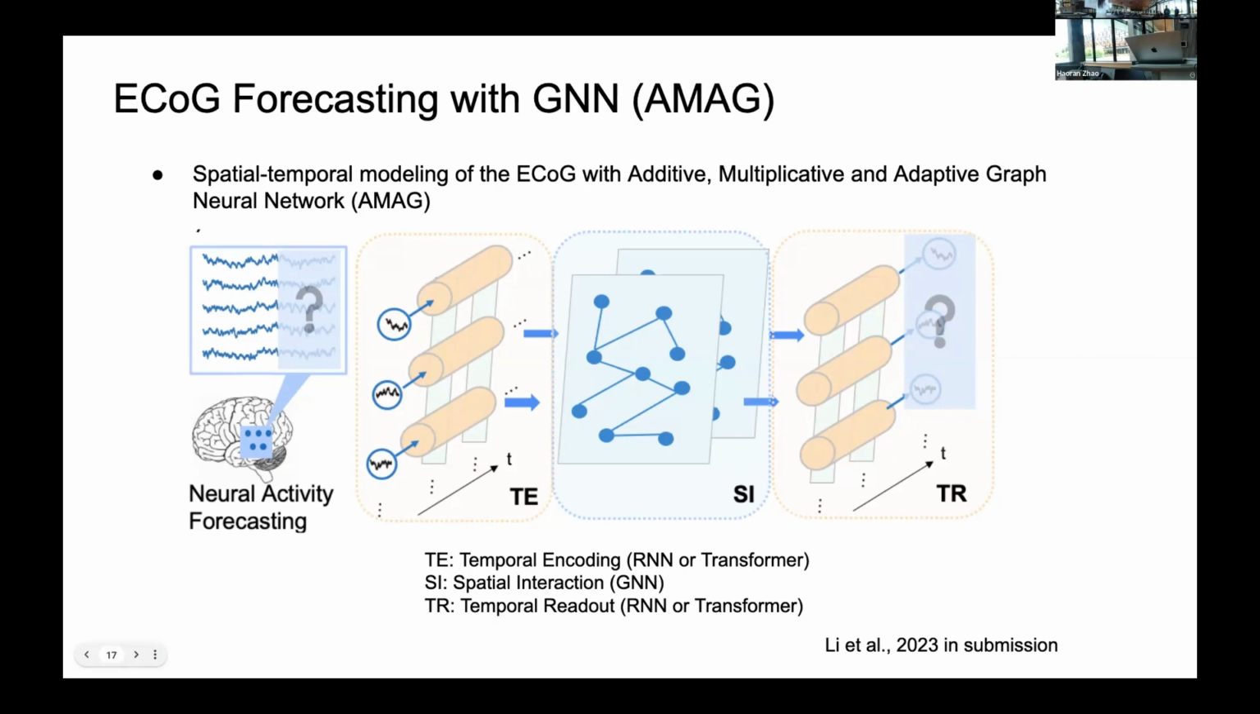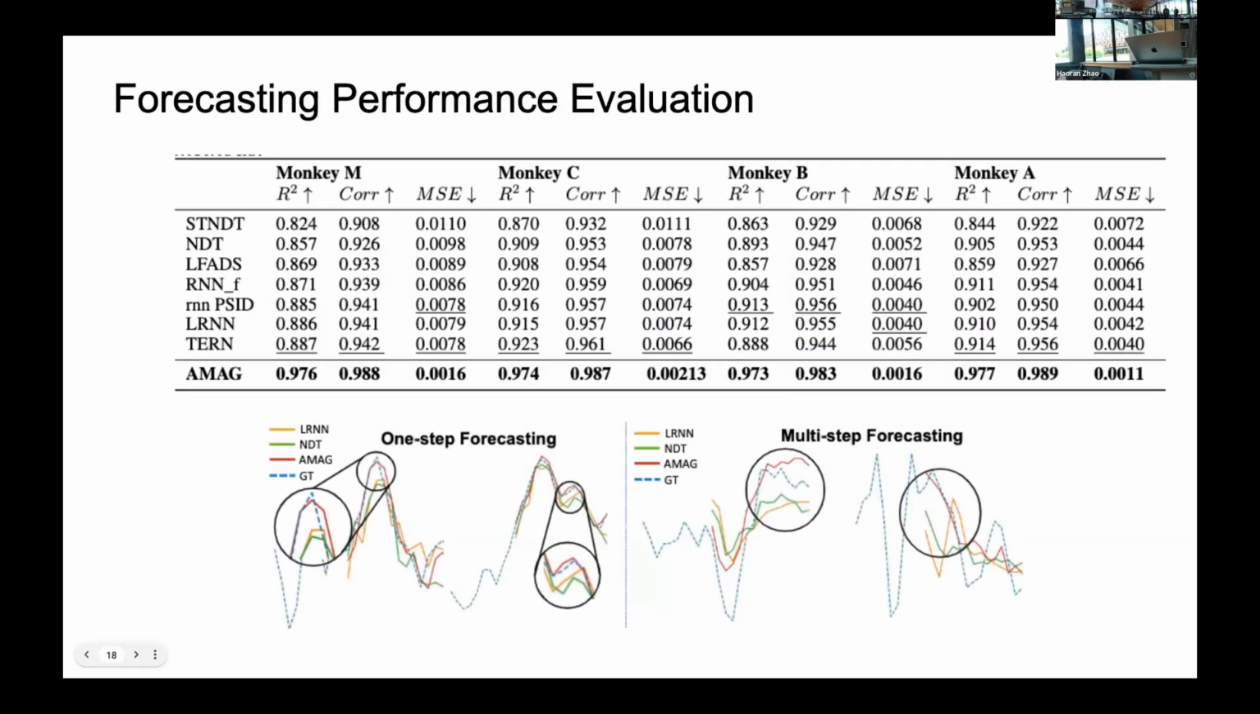The model can be an RNN, a transformer, or any kind of model you can use to model the temporal signal. After extracting the features of the temporal signal, we use a spatial interaction module, which is composed of a graph model to allow interaction between the channels. After that, we have an additional temporal readout layer, which is also a transformer-type model. With this model, our forecasting accuracy, in terms of R-squared, correlation, and mean squared error, outperforms the other transformer or RNN-based methods.